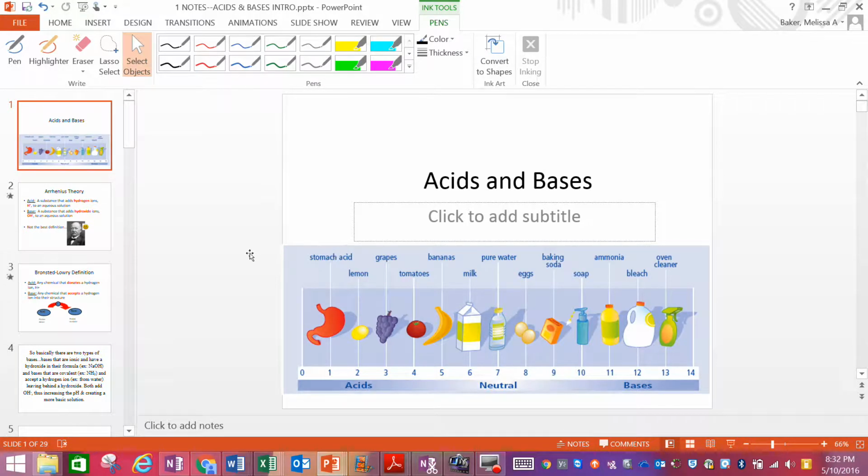Things that have hydrogen ions dissolved in solution are acids, so they have a pH between 0 and 7. The closer you get to 0, the more hydrogen ions are dissolved in that solution. Things that are bases have hydroxide ions dissolved in solution. So the closer you get to 14, the more hydroxide ions there are in solution.